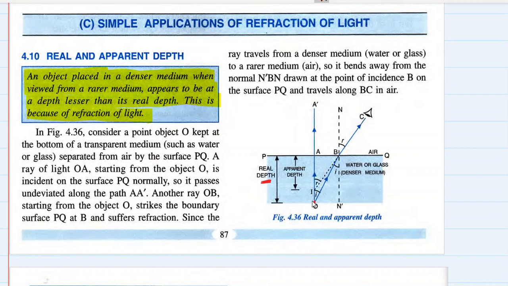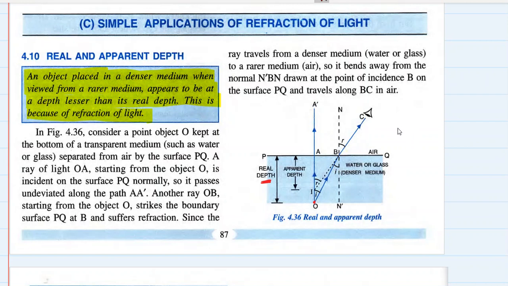Okay. Now, when this object which is kept inside water or inside glass, or you can say inside any denser medium, is viewed from a rarer medium, now you have to view this object from air or from outside water or outside glass. What happens? The ray of light which is coming from the object towards your eye suffers refraction.